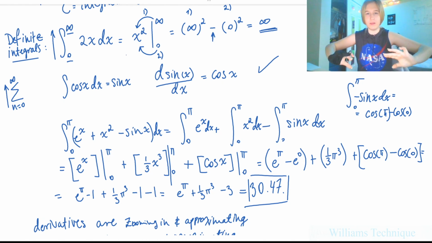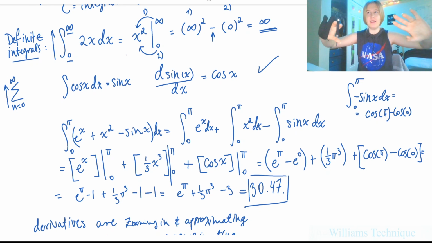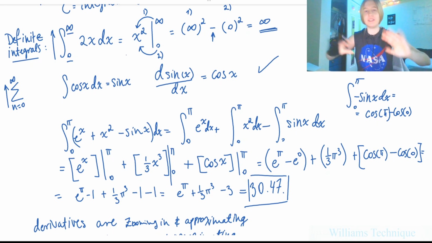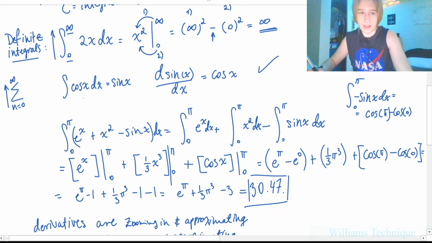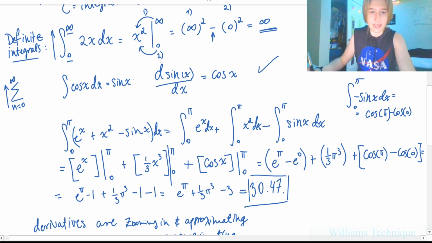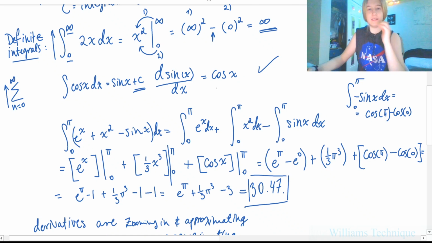So the integral of negative cosine x is negative sine of x, the integral of negative sine of x is cosine of x, and the integral of cosine of x is sine of x. So the integral of cosine of x dx is sine of x, and don't forget to put the plus c.